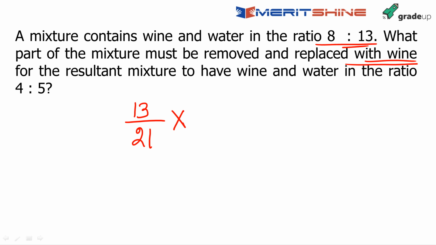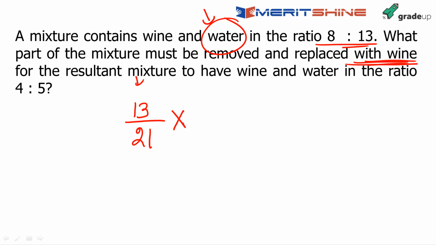I'm just talking about the concentration of water here, because wine is being added. Wine is added, so I'm talking about water. Water is added, I'll talk about wine. So it'll always be the reverse. So I'm just talking about water. So water initially is 13 by 21, it's written here.